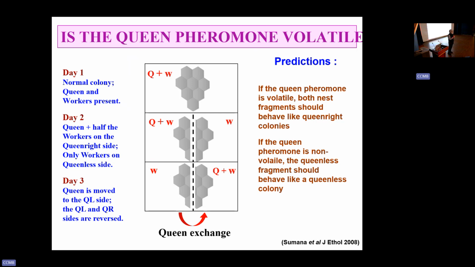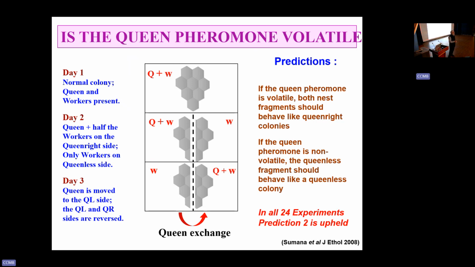But because it is such a powerful thing, we have done this more than 100 times. Even when I made this slide, we had already done this experiment 24 times. And in all 24 times, prediction 2 was upheld, suggesting that the queen pheromone is a non-volatile substance. And I'll show you what the data looks like.